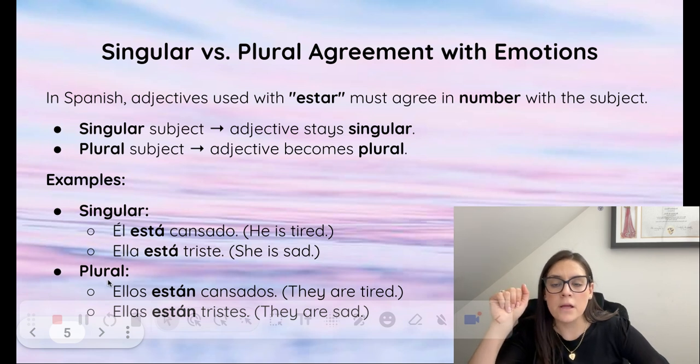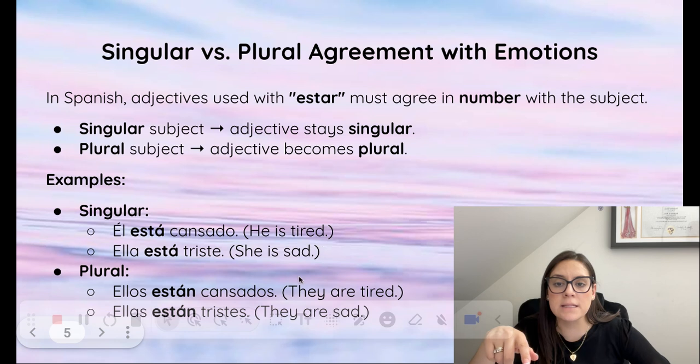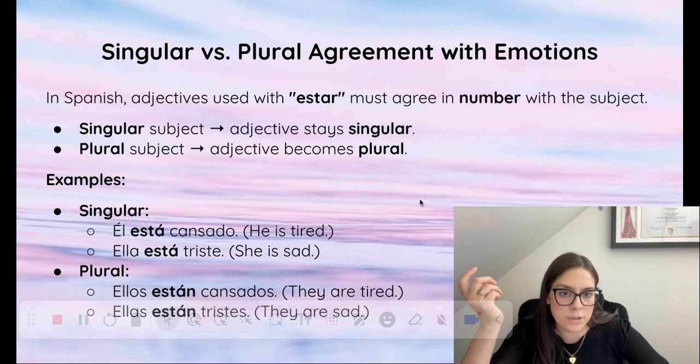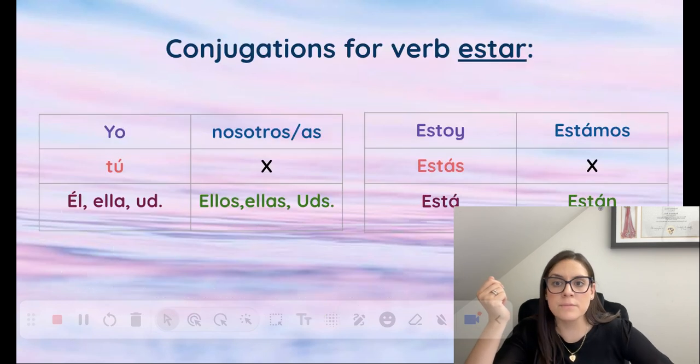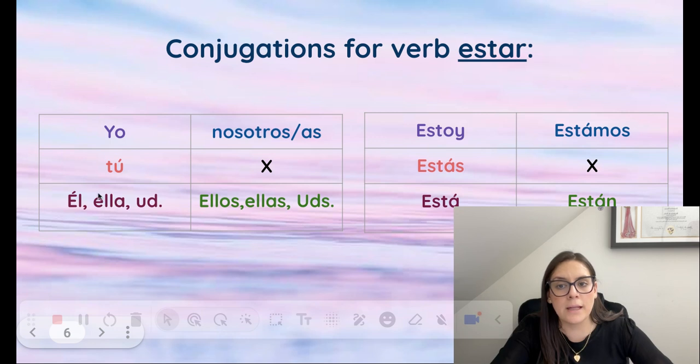Then we have plural. Ellos están cansados. We add an S at the end of cansado because we are talking about more than una persona. Then we have ellas están tristes. They are sad. And we add an S to tristes because we're talking about more than one person. Okay, so these are all 5 forms of the verb estar. So yo, tú, él, ella, usted, nosotros, nosotras, ellos, ellas, ustedes.